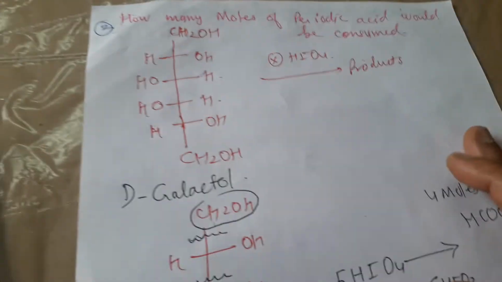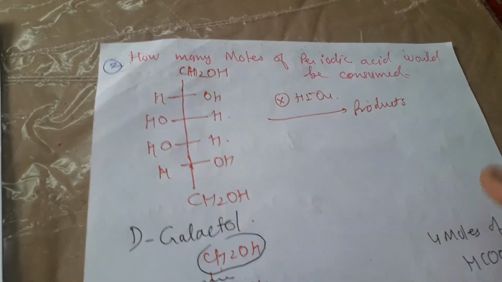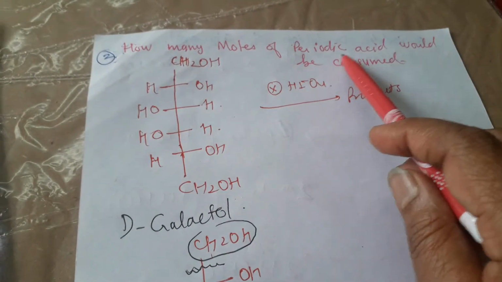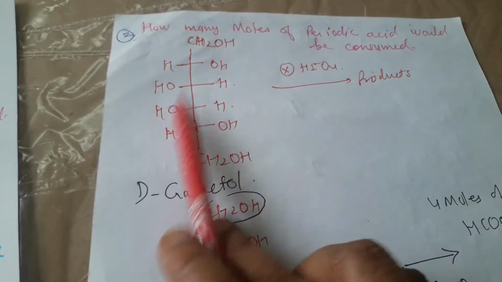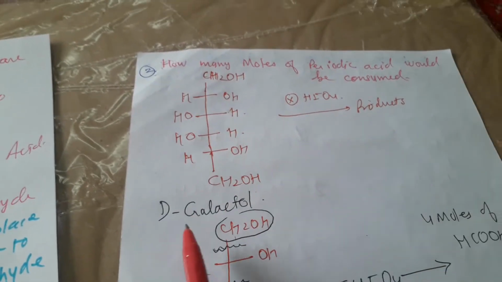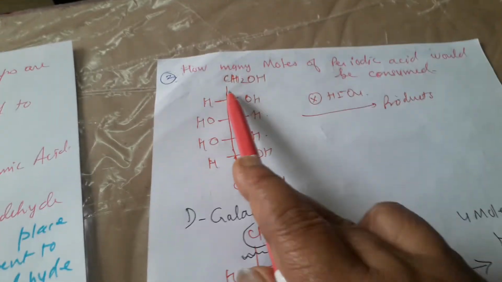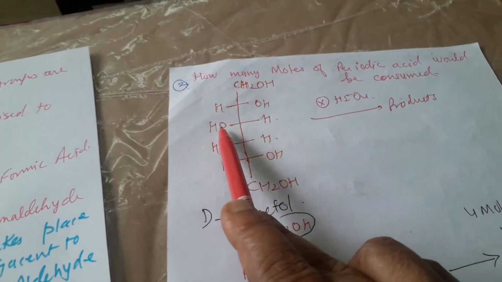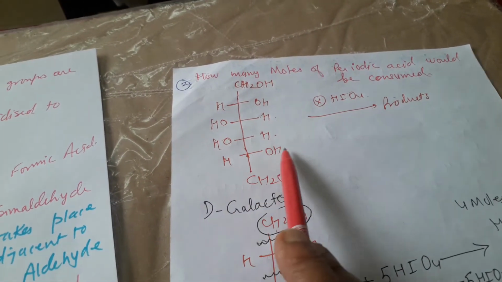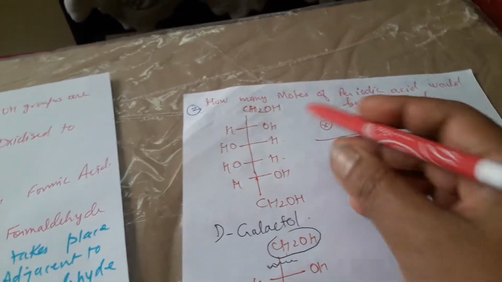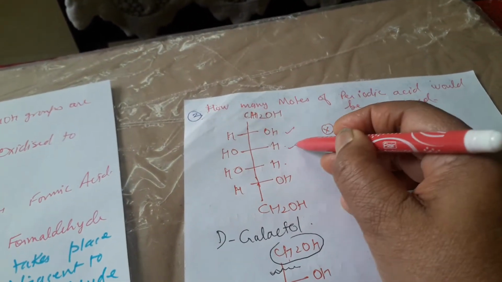See, you write down this structure first. How many moles of periodic acid would be consumed in this given reaction? There is no need to mark the formula of this. You write down simply the structure: CH2OH, CHOH, CHOH, CHOH, CHOH, and CH2OH. How many CHOH are here? 1, 2, 3, 4. Understood?